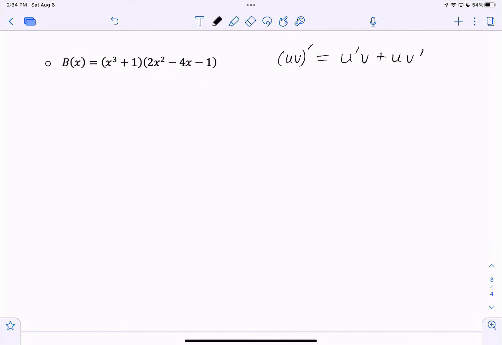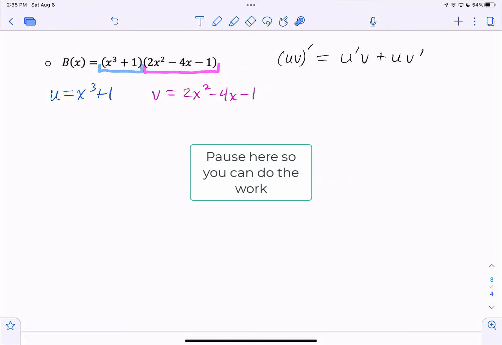In this case, we have u is equal to x cubed plus 1, and v is equal to 2x squared minus 4x minus 1. And I'm going to do something that you might think isn't fair, but I'm going to do it anyway. You have this formula in front of you, u prime v plus uv prime. We have u identified as x cubed plus 1 and v identified as 2x squared minus 4x minus 1. I want you to pause the video and do this, and then come back when you've found the derivative.